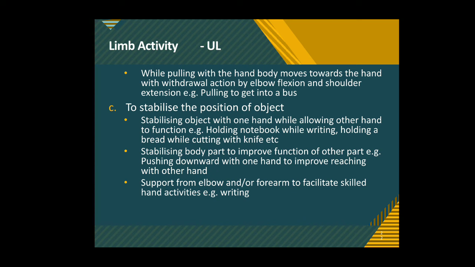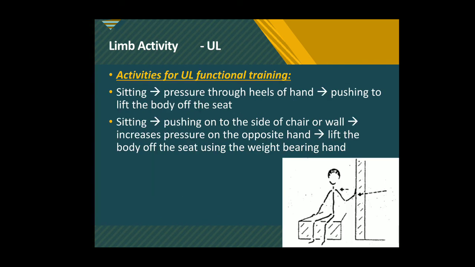In activities such as writing or eating, the support from the elbow and forearm facilitates skilled hand activities. So these are examples of activities where we use the upper limb to stabilize the position of an object or body part. Now what can we do to help the patient learn these kinds of activities or actions of the upper limb?